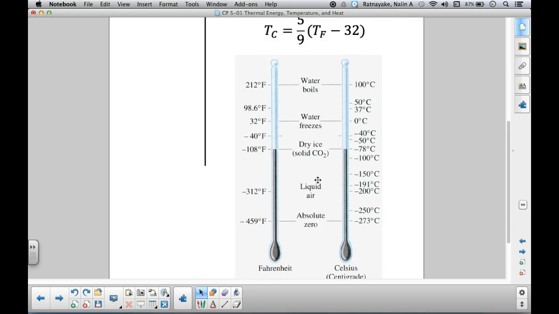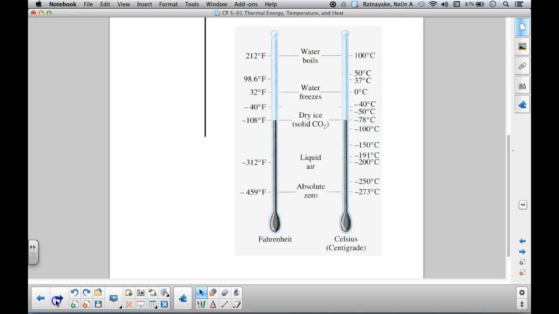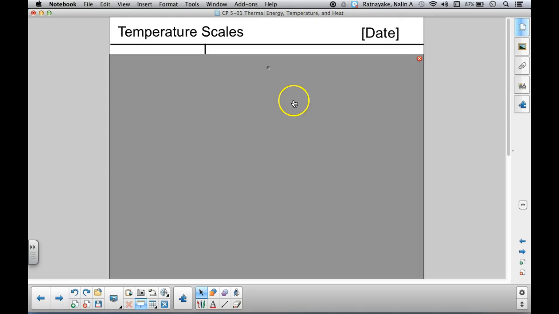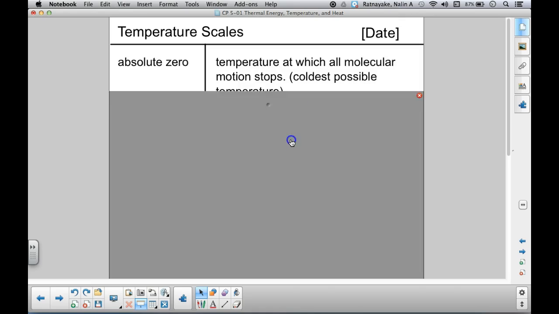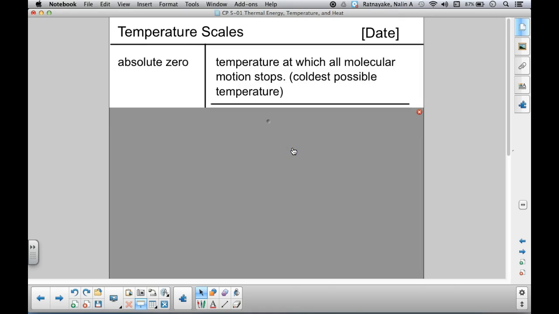So what does it mean to be at absolute zero? What does that even mean? Well, let's consider. Temperature is a measure of how fast molecules are moving or vibrating. So let's imagine if we took those molecules and we slowed them down, and we slowed them down even more, and we're making it colder. When we remove kinetic energy, when we remove motion of molecules, that's what it means to make something colder.